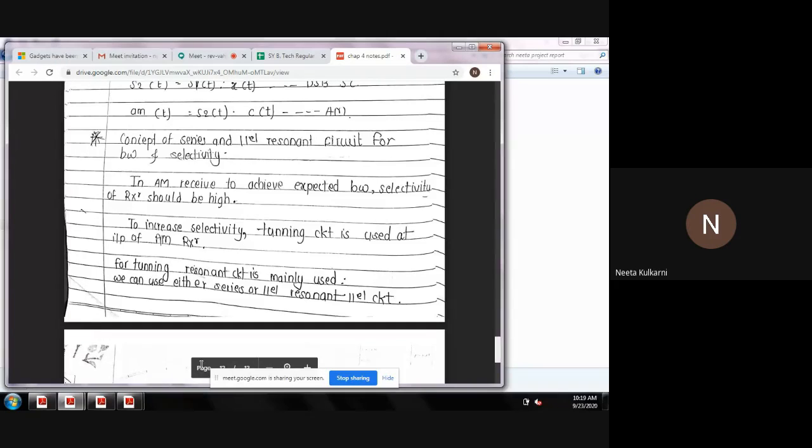It consists of RLC, resistor, inductor and capacitor. And based on their combination, we are calling it as parallel resonance circuit or series resonance circuit.